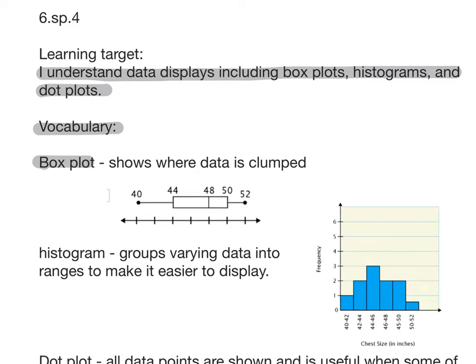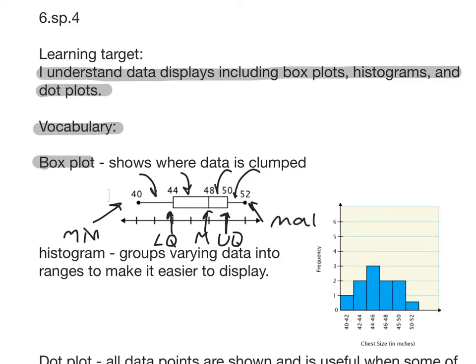Remember, a box plot, sometimes called a box whisker plot, has 1/4 of the data in each of these 4 sections, so they're broken into quartiles. There are 4 quartiles there, and the dividing spots, like 44, is the lower quartile. 50 is the upper quartile in this case. 48's the median, and 40 and 52 are the minimum and the maximum values. Okay? So that's a box plot.